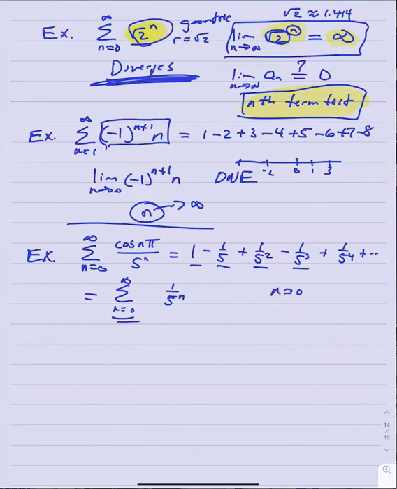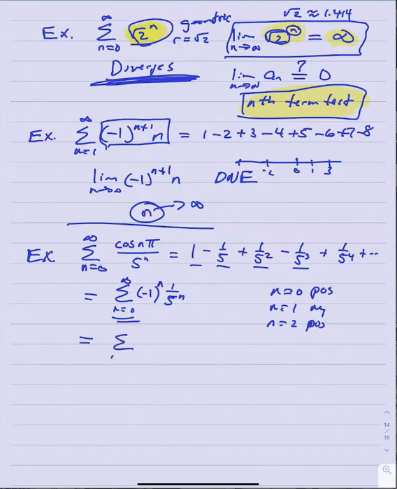Well, when n is 0, I have positive. When n equals 1, I have negative. When n is equal to 2, again I'm back to positive. Meaning I would like negative 1 raised to something so that when n is odd, I get a negative 1, and when n is even, I get a positive result. And I think you'll notice that if I use n, that would do it. When n is 0 and 2 and 4, those will all be positive. When n is 1 or 3 or 5 or 7, those are all negative.